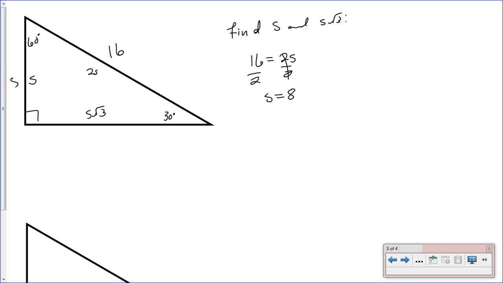So that means this side is 8. This side is 8 times the square root of 3, because all you do is tack on the square root of 3. And no, I do not want you to multiply that through. I want you to leave it as 8 times the square root of 3. All right, do not multiply it through.